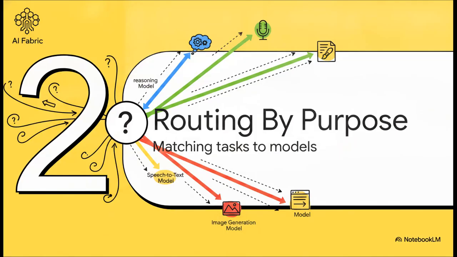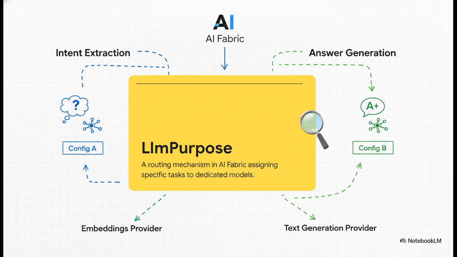Moving right along to section 2, routing by LLM purpose, which is all about matching the exact job to the correct model. Since those concerns are totally isolated, AI Fabric uses a routing mechanism called LLM purpose to assign specific tasks to dedicated models. Think about how incredibly useful it is that your intent extraction doesn't have to share the exact same model configuration as your final answer generation. You might have one highly specific configuration just for generating embeddings and a totally different one for generating text. This guarantees that every single task gets exactly the processing power and parameters it actually needs, without any waste.